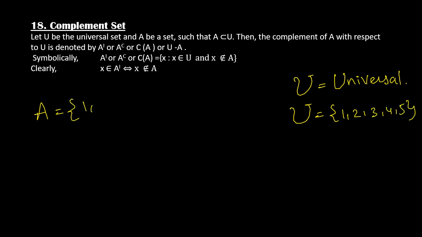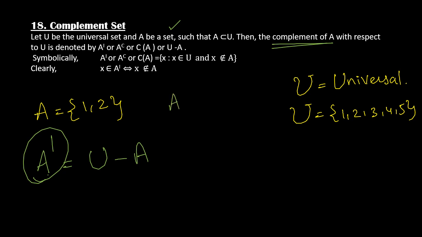A is a set which is 1 2. What is meant by complement? You need to take the elements which are not there. Let me give you here: U is a universal set. So I have to take the complement, which we will call the complement of A. The complement is nothing but U minus A. Simply, you need to take the elements in the universal set which are not there in A. So I'll denote it with A complement or A dash. Or I can say U minus A.